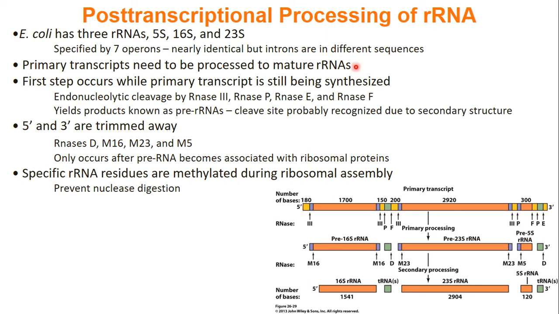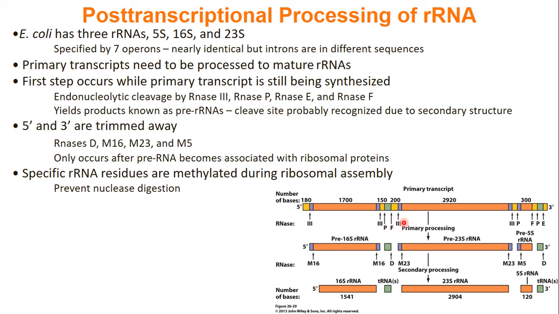Now, before these are mature rRNA, the primary transcripts do need to be processed. The first step actually occurs while you're still making the rRNA. And you're going to have cleavage by enzymes called RNase III, RNase P, RNase E, and RNase F.